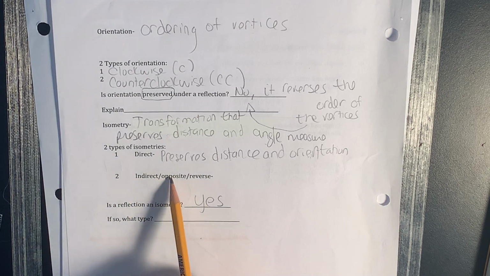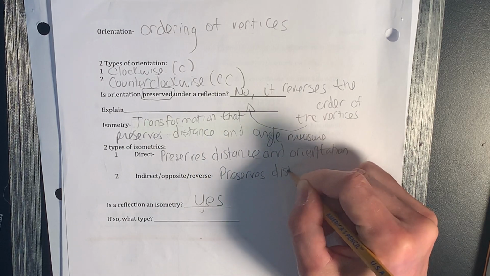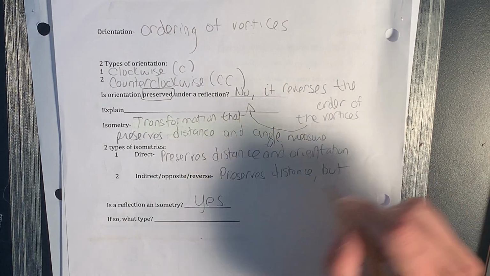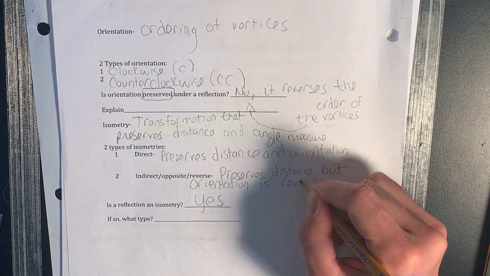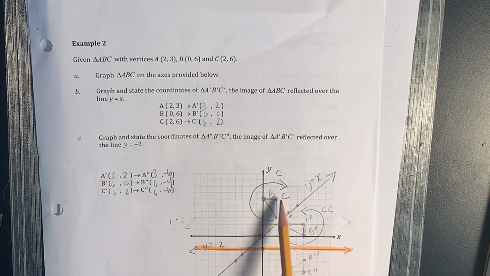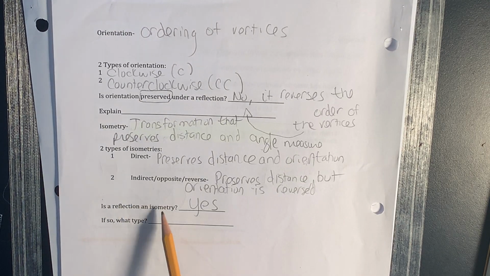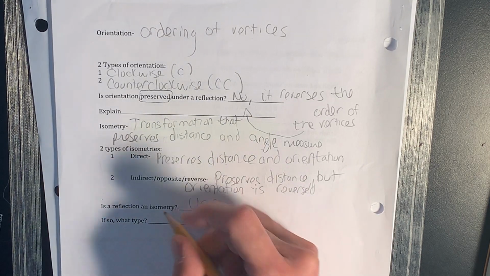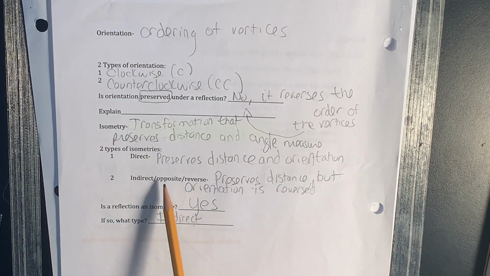Now, what happens with indirect or opposite or reverse? It still preserves distance, which means the length of the sides, but orientation is reversed. That would be the case for the reflection because remember, the length of the sides remain the same, but the orientation is reversed or changes. So what type of isometry is a reflection? Indirect. And remember, indirect is the same thing as opposite or reverse.